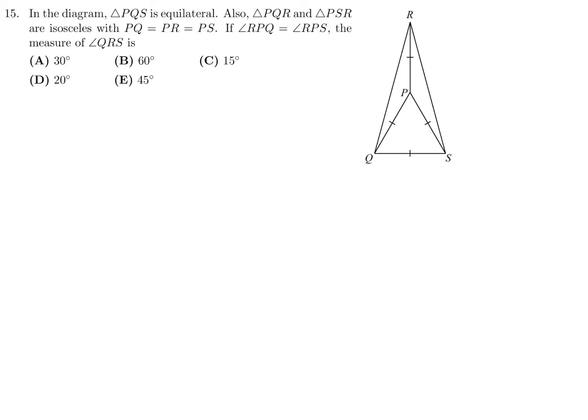In the diagram, triangle PQS is equilateral. Also, triangle PQR and PSR are isosceles with PQ equal PR equals PS. Angle RPQ equals angle RPS. The measure of QRS is? Well, it's equilateral, so this is 60, this is 60.